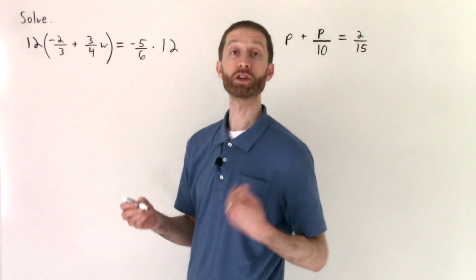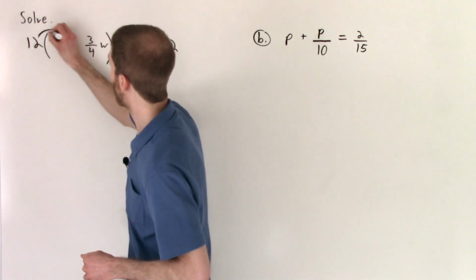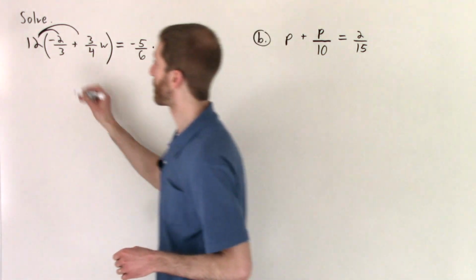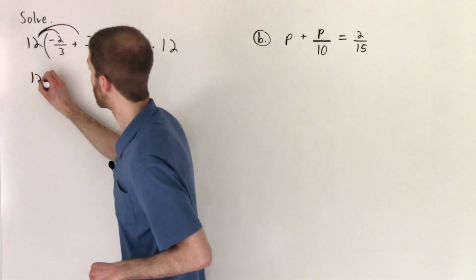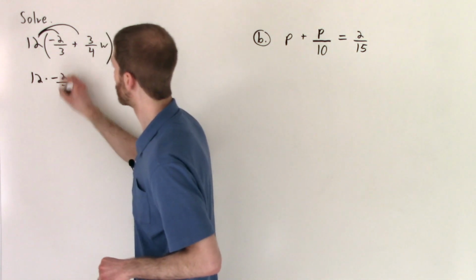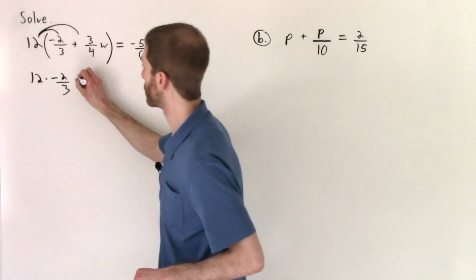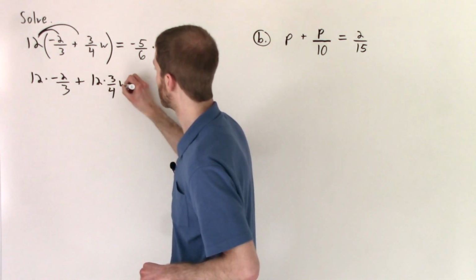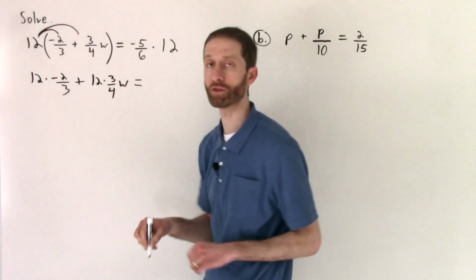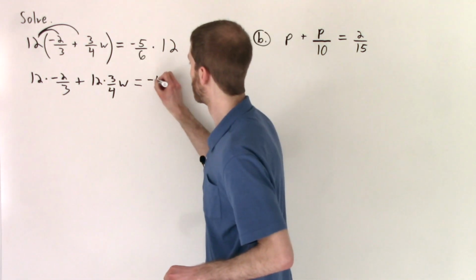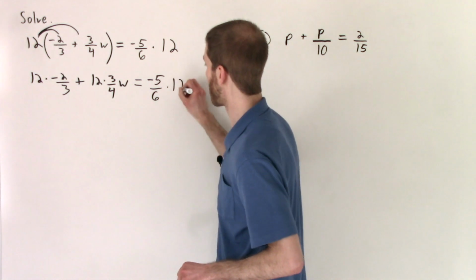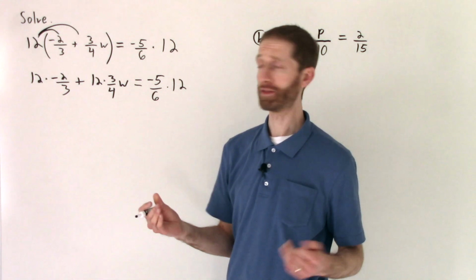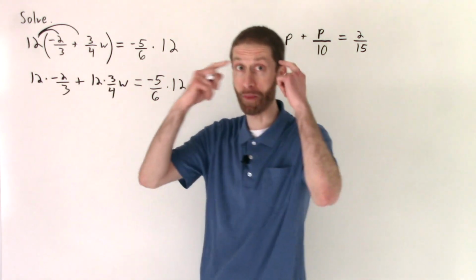Now, what's going to happen is I'm going to distribute the 12 to every term. And then here I'm just going to multiply by 12 like normal. So what ends up resulting is we get 12 times negative 2/3. That's the result here. 12 times 3/4, the plus sign stays, got a little distributive property action. And then that's equal to negative 5/6 times 12, which I'm just really copying what I had before. And that's it. You'll get good enough at this, or at least the goal is to get good enough at this, so that you don't have to necessarily show this step and you might be able to do it mentally.